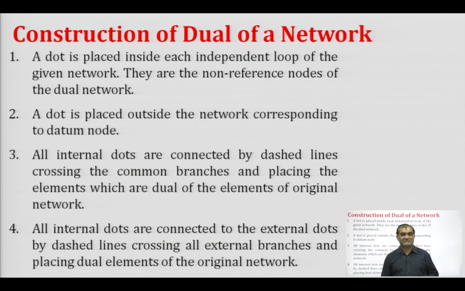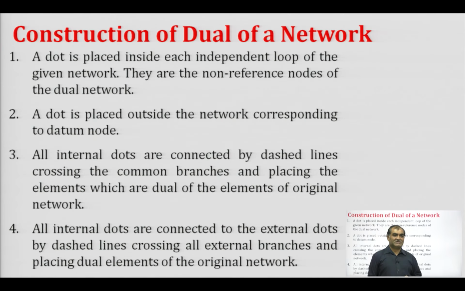Now, with this we see the steps for construction of a dual network, where first of all we place a dot inside each independent loop of the network. Then they are connected to the non-reference nodes of the dual network. A dot is placed outside the network corresponding to the reference node.